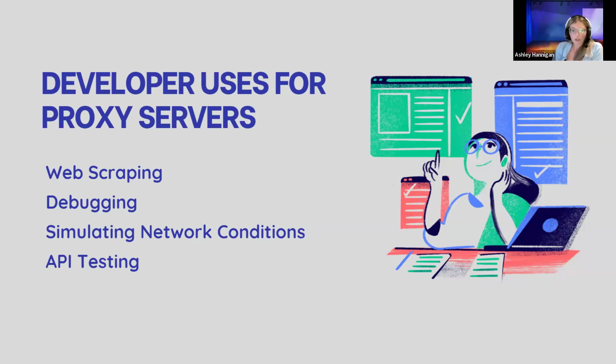Proxies can also be used to log and capture traffic between clients and servers, and this can be super helpful for debugging. Proxies can also be used to simulate different network conditions, such as latency and bandwidth limitations. Also, proxies can be used for API testing, to test and debug your APIs by, again, intercepting and modifying requests between clients and servers.